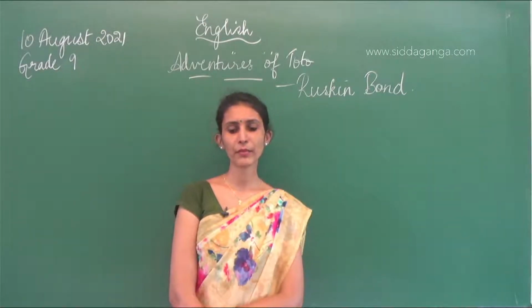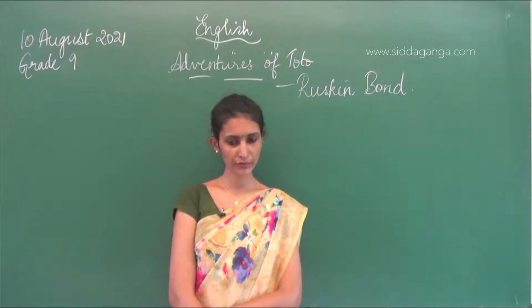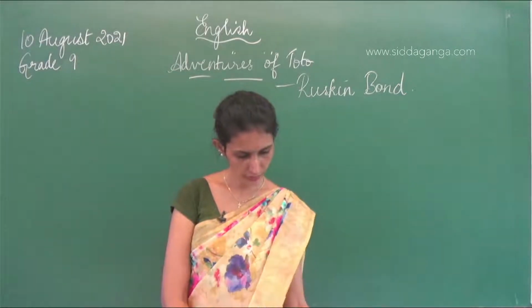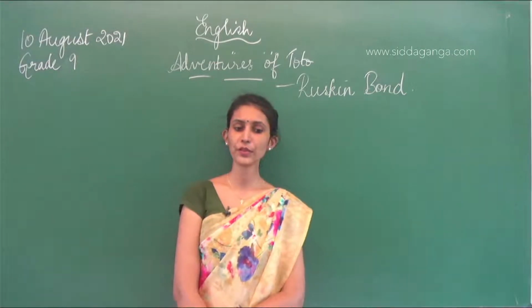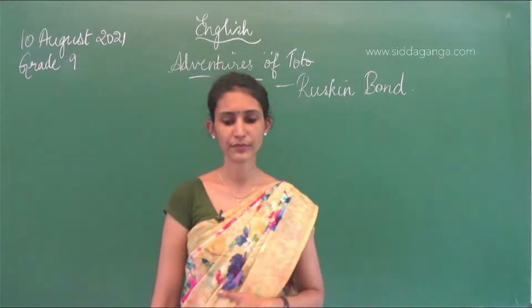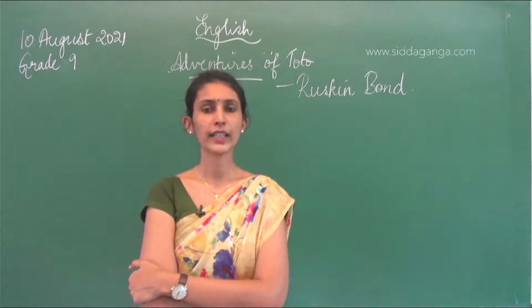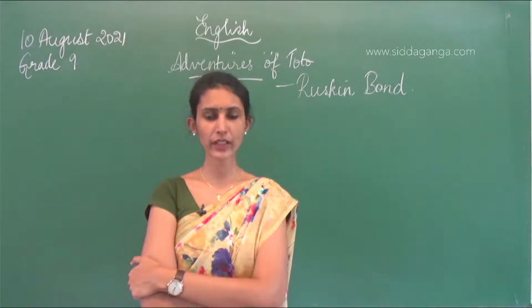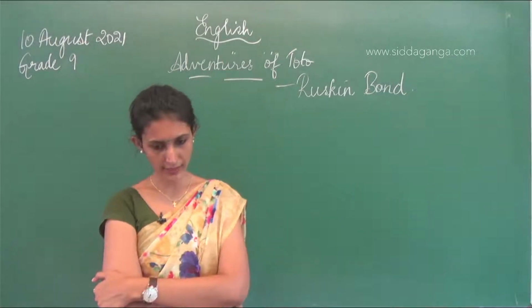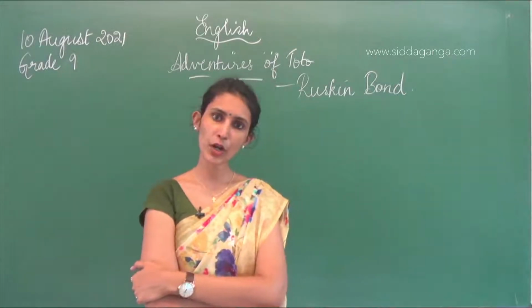Who took the monkey along with him to Saharanpur? Good, grandfather, right. T is capital, students. Name of somebody is capital. Grandfather, correct. Who did he buy the monkey from?